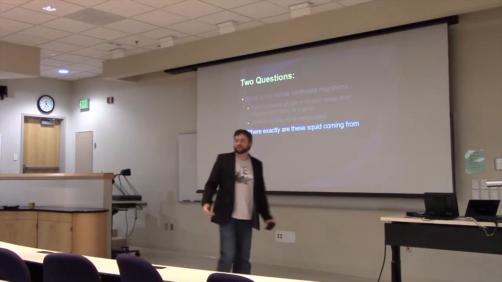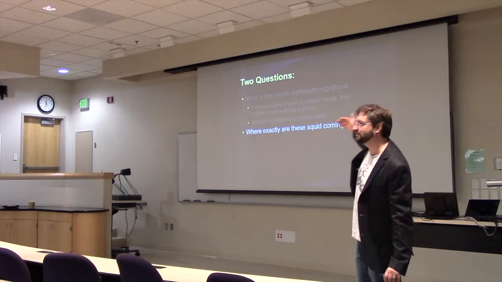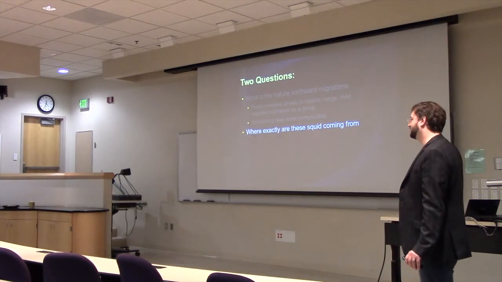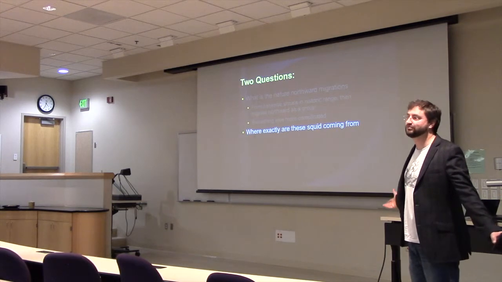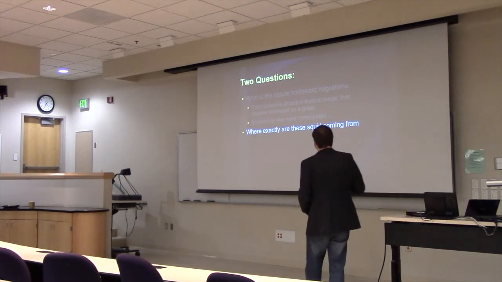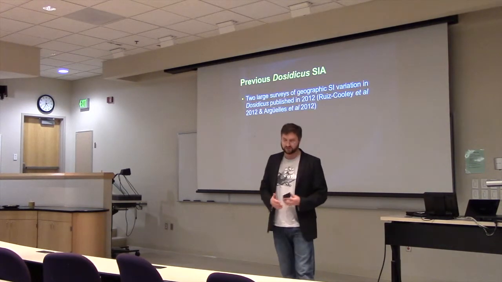We don't really know. We haven't had any good studies that can track them over a long period of time. Tags tend to fall off quickly. We've had tagging studies that go out to a couple weeks, but really that's the best we've got. Not a lot of good stuff. So I was curious, can we start using stable isotopes to answer some of these questions?